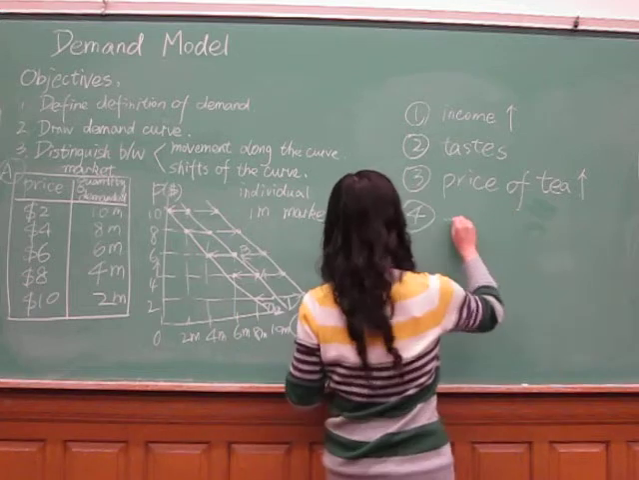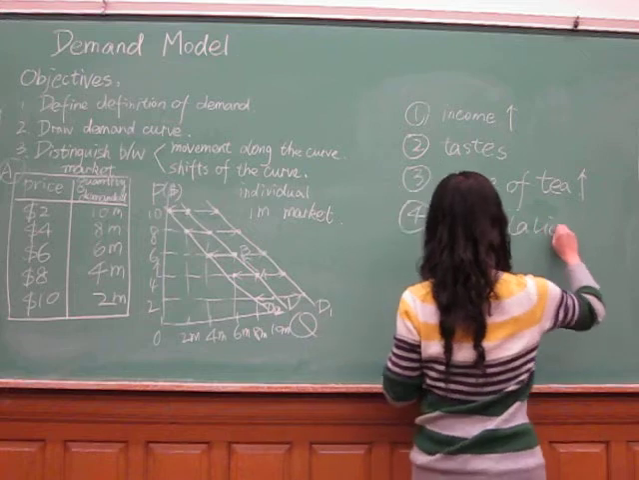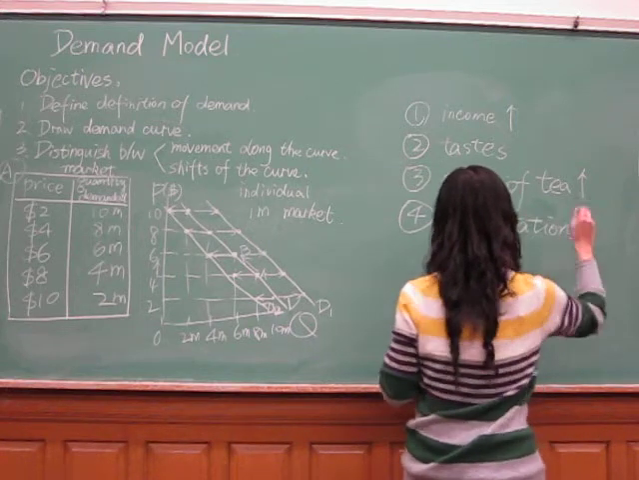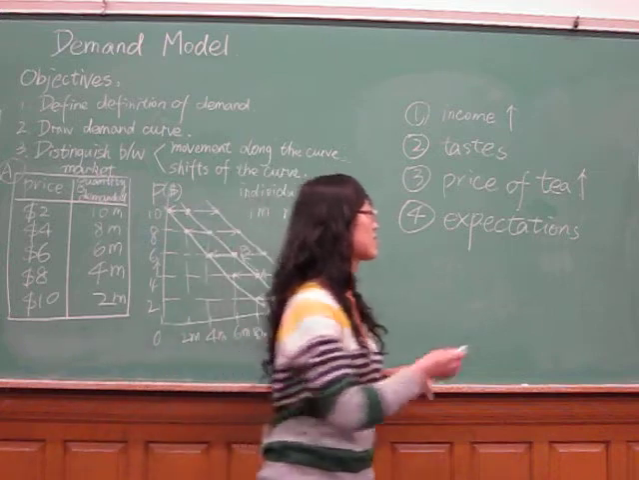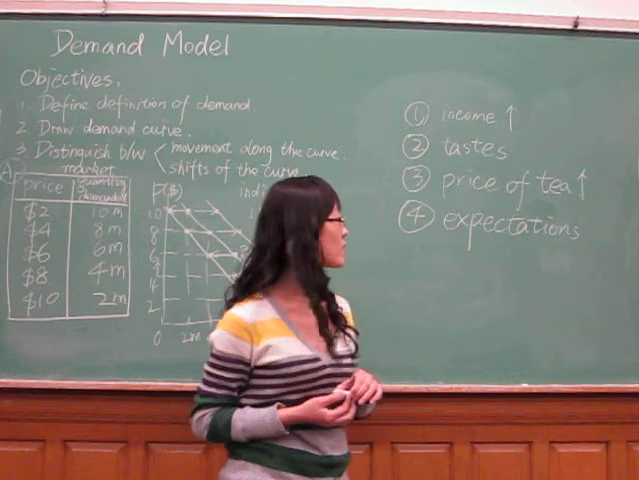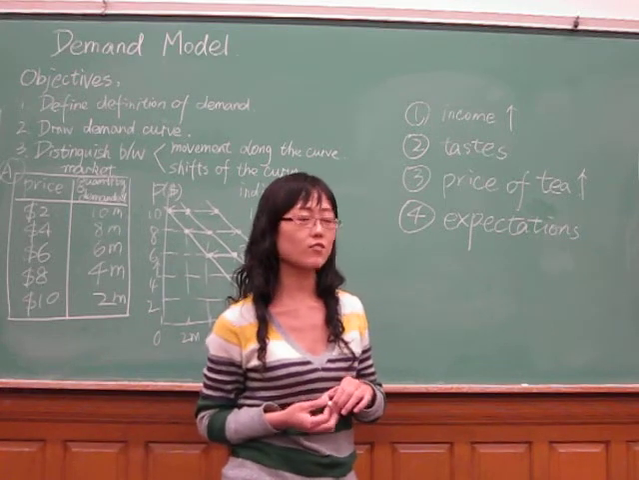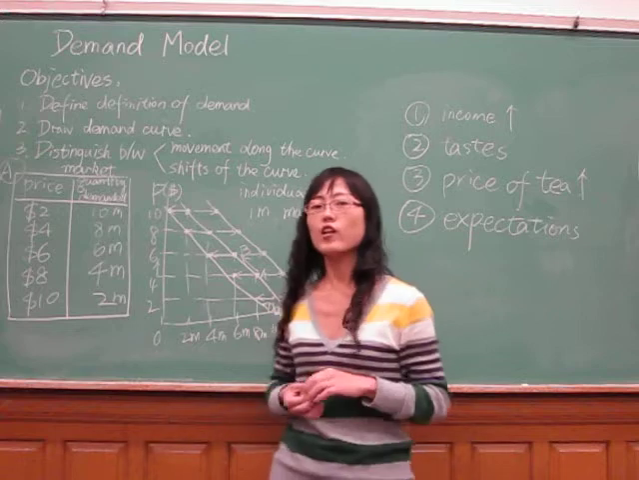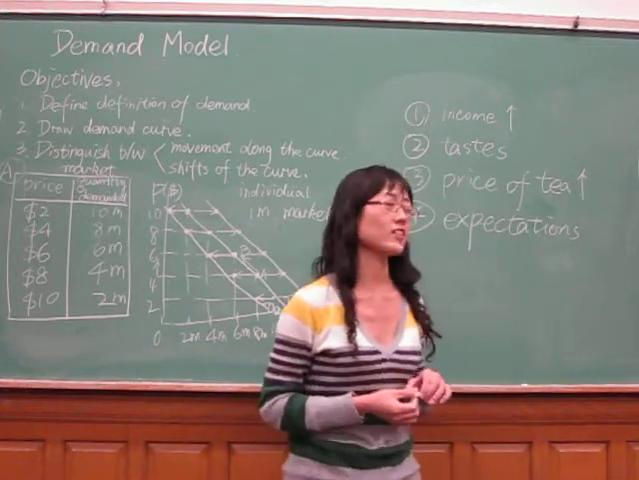Okay, and next is expectation. If people expect that in the future, in the next month, the price of coffee is going up, what will happen? They will try to buy more coffee today instead of in the future, right? So if they want to buy more coffee, the demand curve shifts to the right.